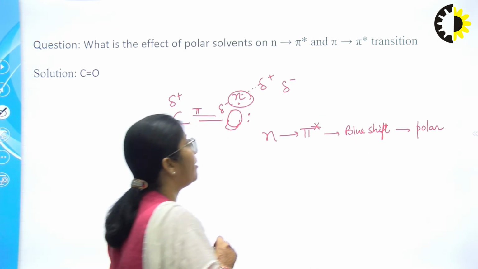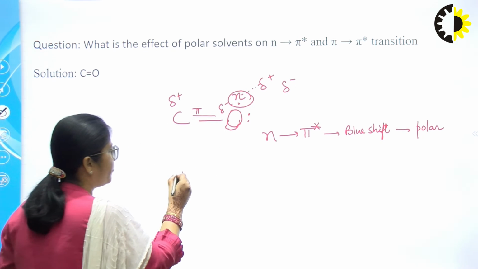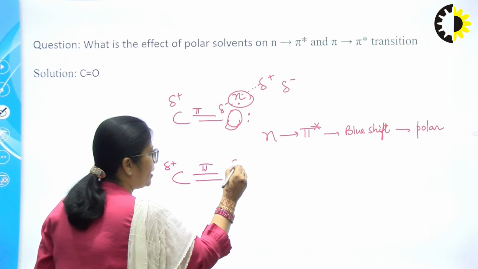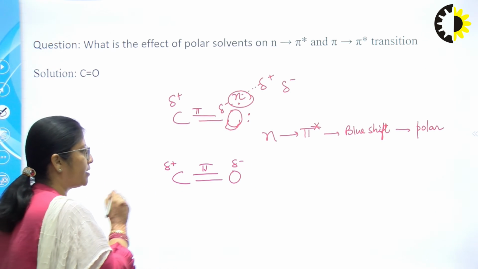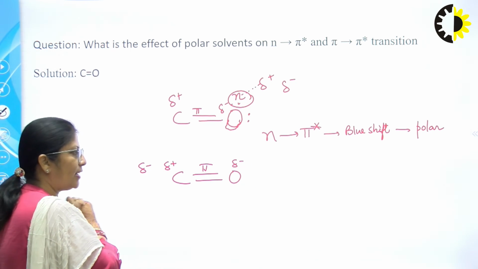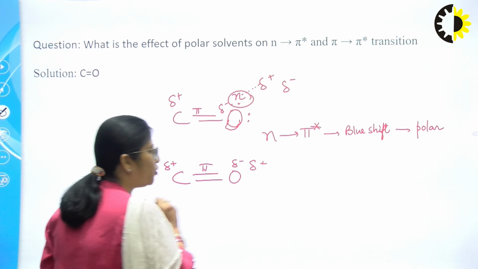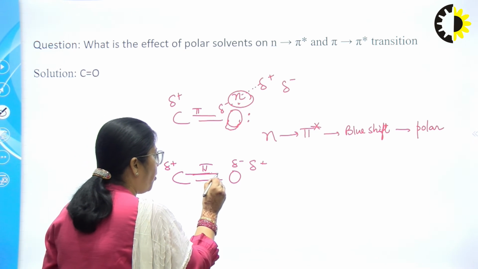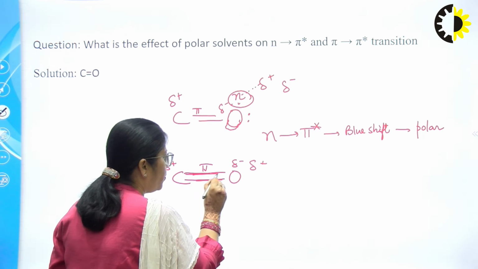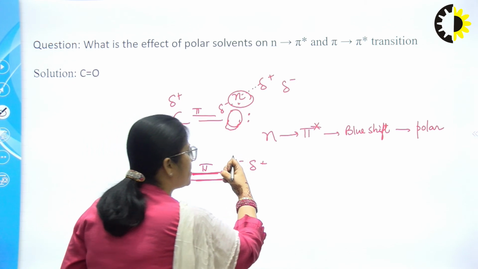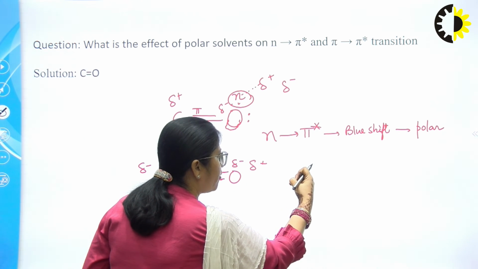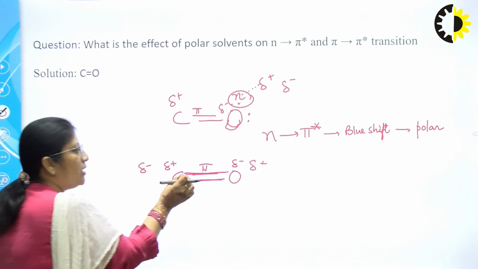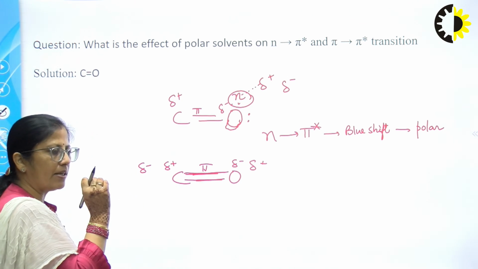And let's see what effect it has on the pi to pi star transition. This is the pi bond. This is delta positive and delta negative. If we have the polar solvent, it gets attracted towards delta negative and oxygen gets attracted towards the delta positive. So this pi bond is going to undergo stretching. Since the oxygen is attracted towards the delta positive of the polar solvent and carbon is attracted towards the delta negative of the polar solvent, the extension of the bond will take place.